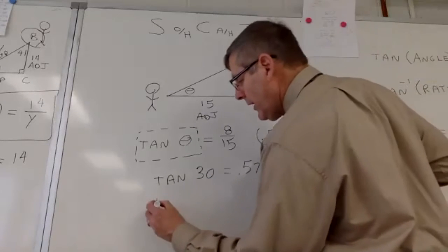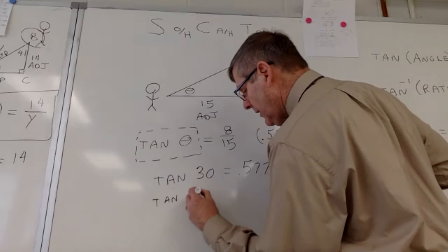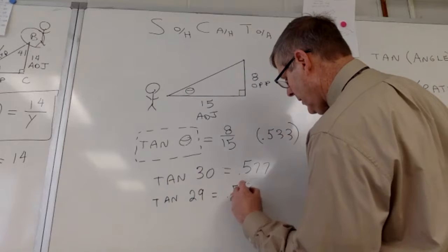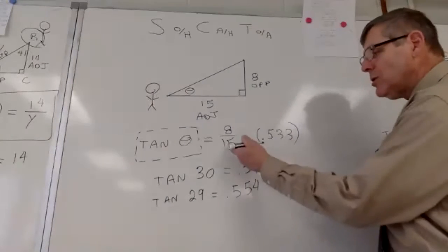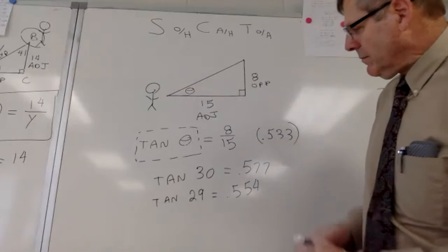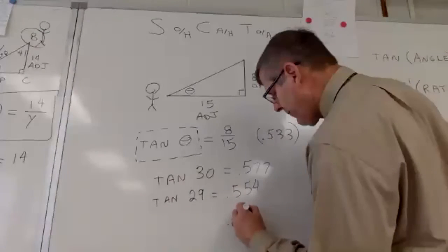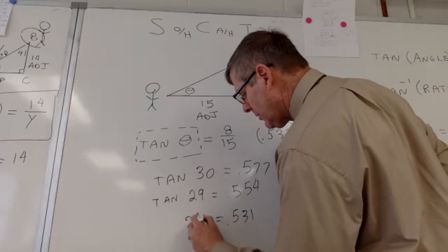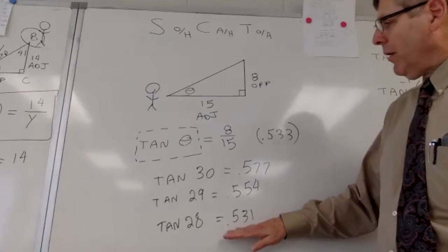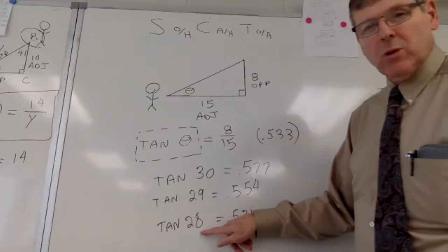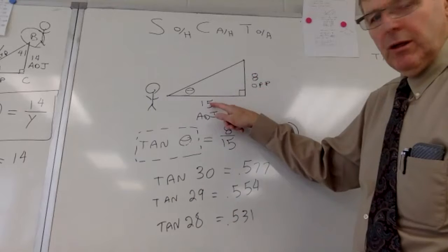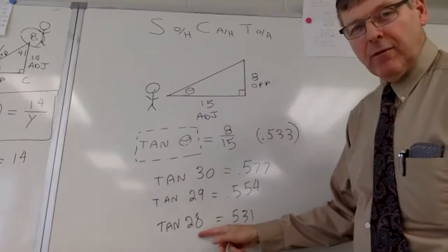Maybe go tangent of 29? I can keep guessing and see. Tangent of 29 is 0.554. Okay, that's pretty close to 8/15, isn't it? 28 is 0.531. I think that's the closest you'll get. So beta is probably real close to 28 degrees, isn't it? Do you see how I can use these numbers and tangent to kind of figure this out?